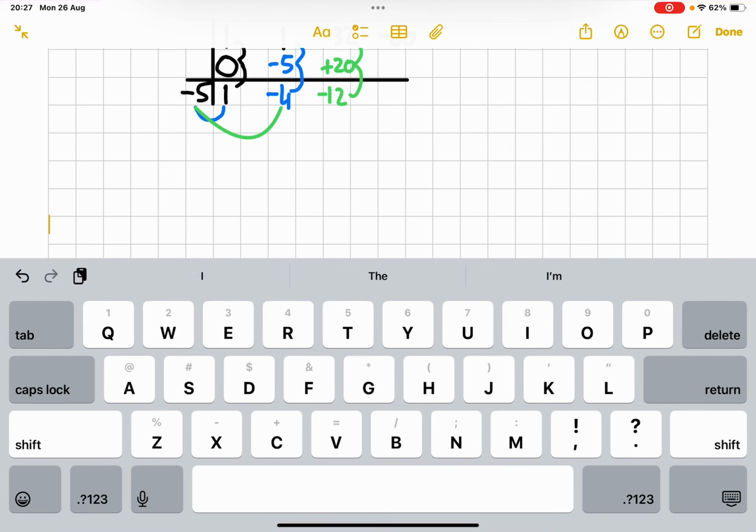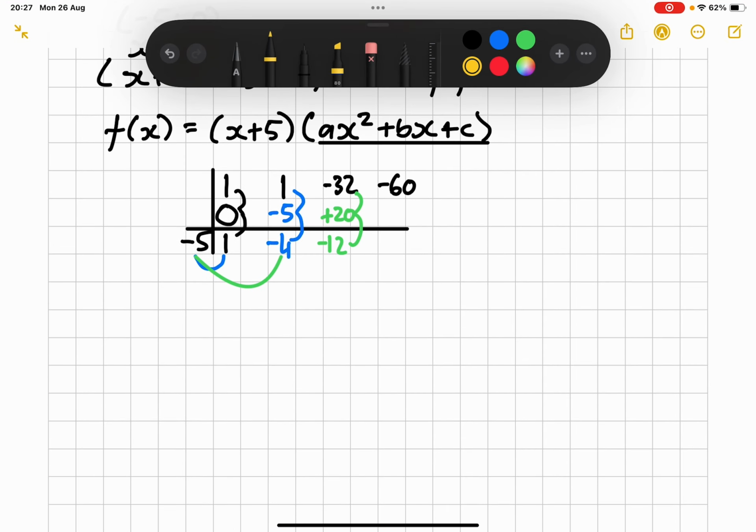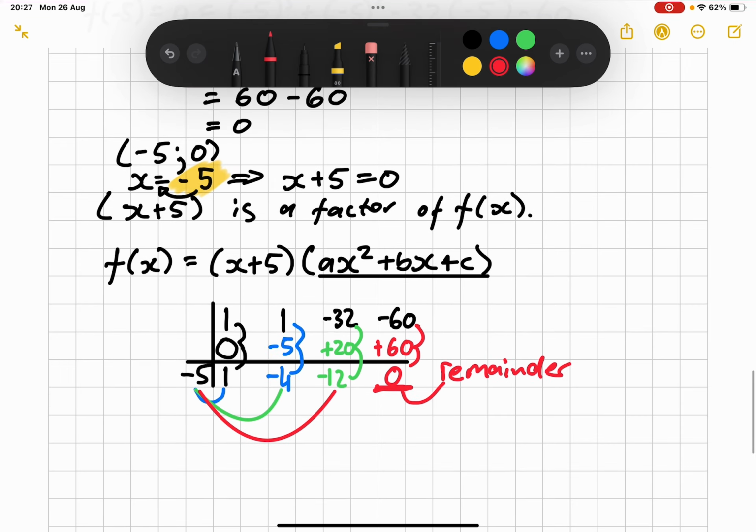Then again, you're going to take this minus 12 and multiply it by 5, okay? And then you're going to end up with plus 60. And then you get a 0 here. When you add the minus 60 plus the positive 60, you get 0. So this is your remainder, okay? Whenever you're doing questions like this, you'll always have a remainder of 0, okay?